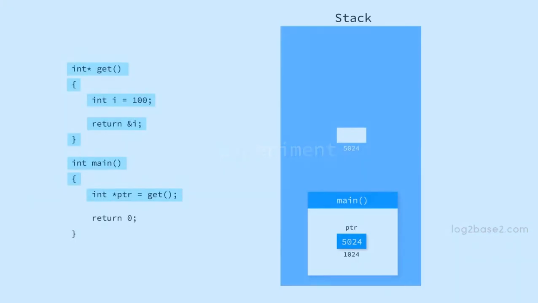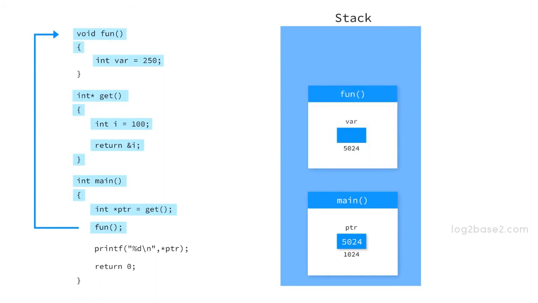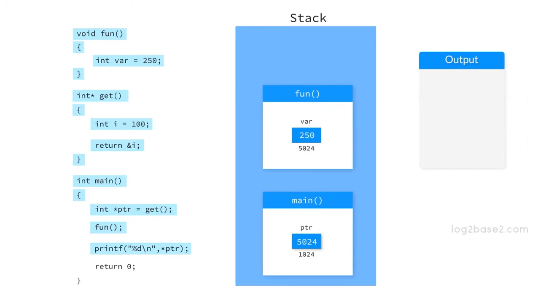Let's do some experiment to understand the behavior. Let's create one more function and call it. Here the function is fun and it creates a local variable named var and assigns the value 250 to it. This local variable may use the memory location 5024. Let's print the value of the dangling pointer ptr. It will print the value 250. But actually we stored the address of I in ptr, and now we got the value of var.